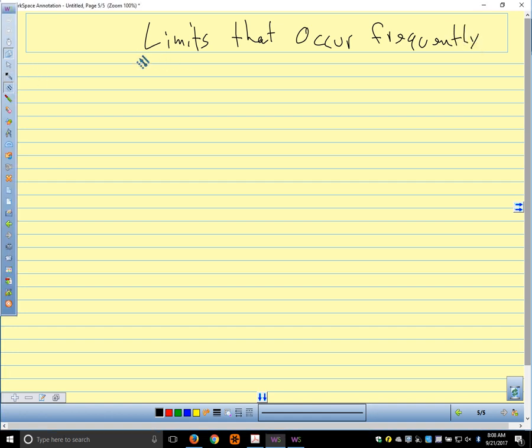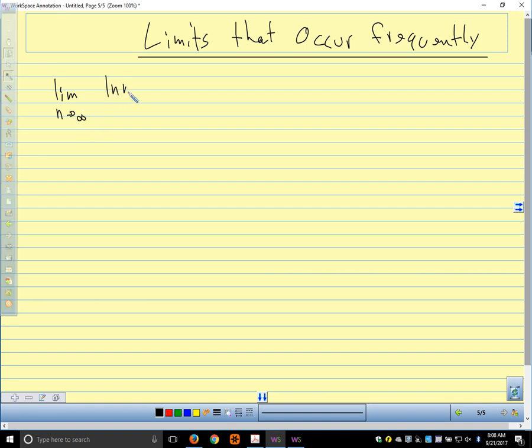Limits that occur frequently. The limit as n approaches infinity of the natural log of n over n equals 0. And as we write these down, can you think about how we would prove this? Can you think about how we would prove it directly? Using the squeeze theorem, for example.